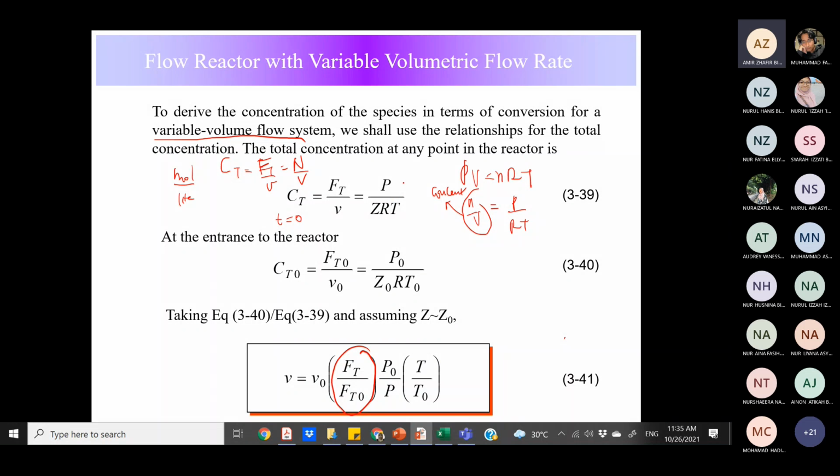Okay, so saya ulang. Okay boleh. Okay, so sekarang ni tadi kita tengok adalah constant volume flow system. Okay, sekarang ni adalah variable. Okay, so bila variable, macam mana kita dapat this equation? Alright, yang kita kaitkan PV and RT. So PV is equal to nRT. Okay.